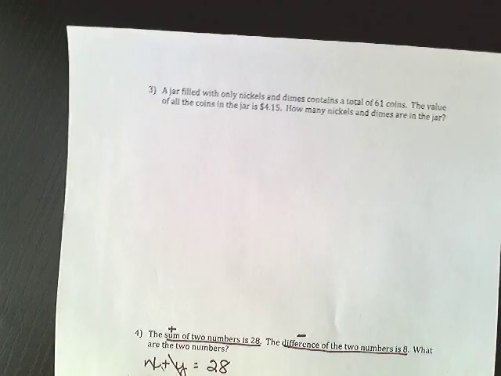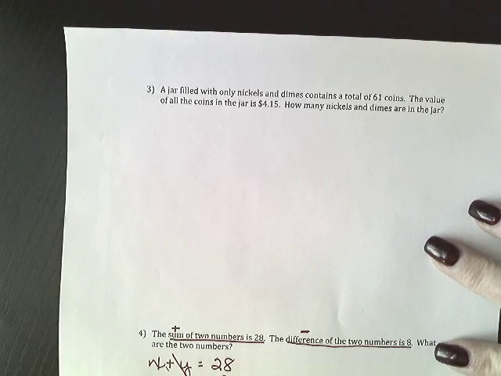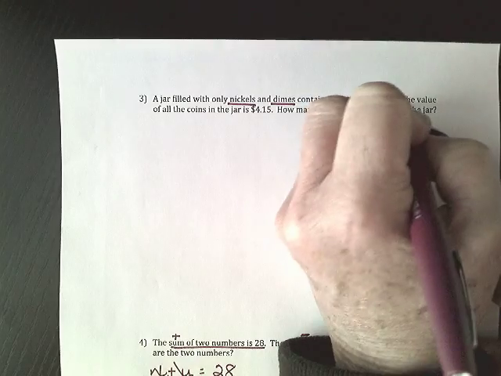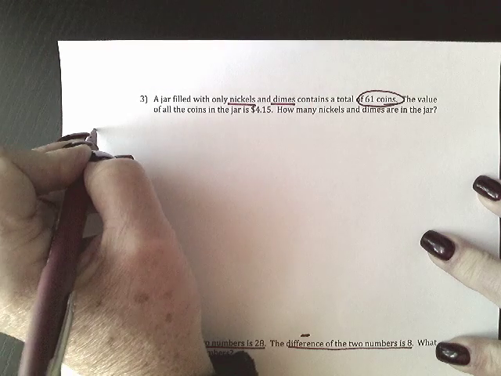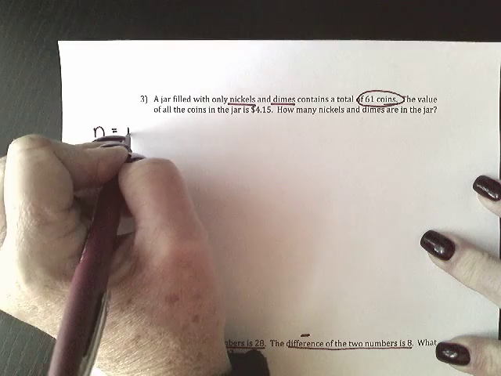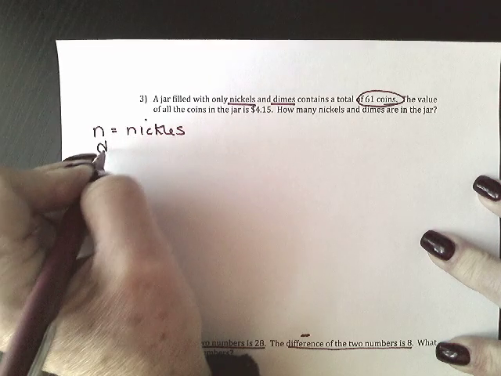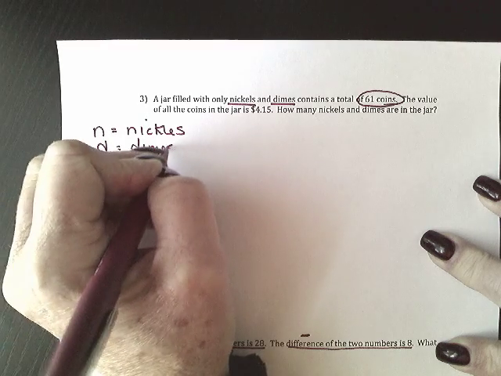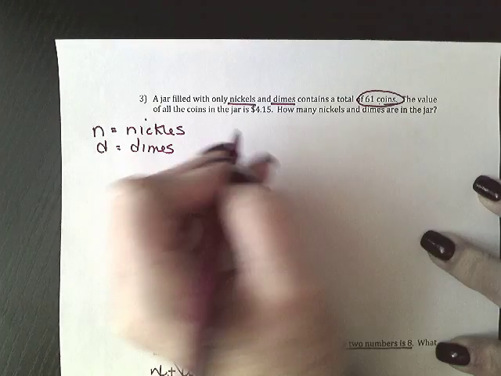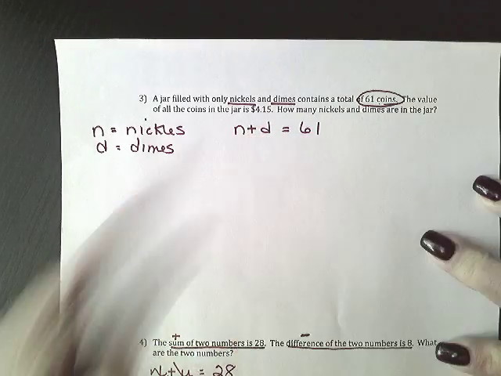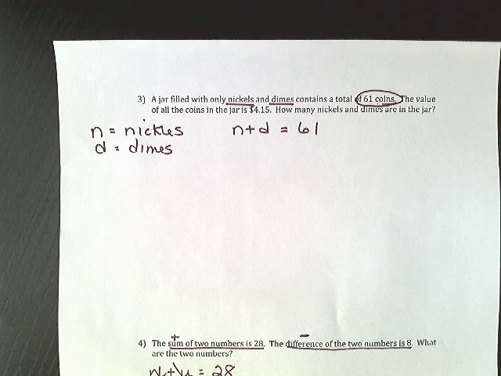Okay, last problem. A jar is filled with only nickels and dimes. Nickels and dimes. And it contains 61. So nickels is equal to N. And D would be dimes. So they have a total of 61. So nickels plus dimes equals 61. So we don't know anything more than how many coins there are. There are 61 coins, but it's only nickels and dimes.